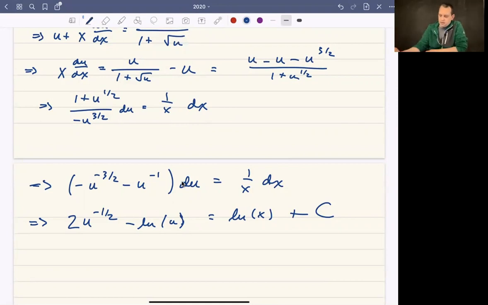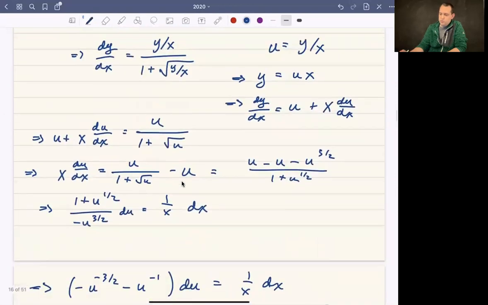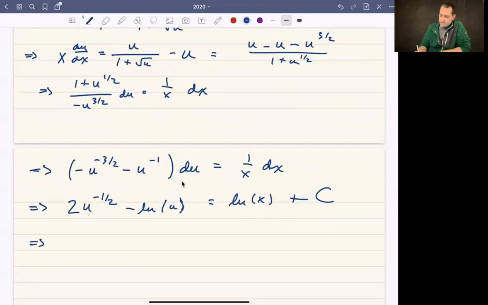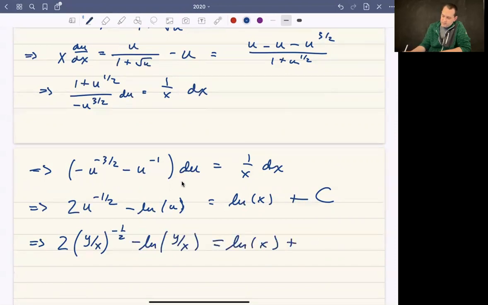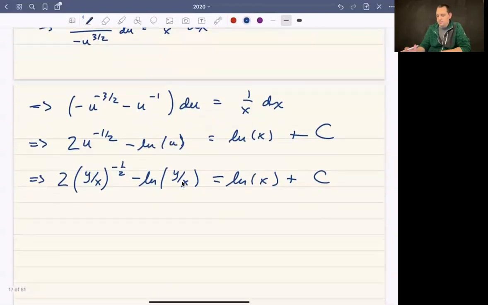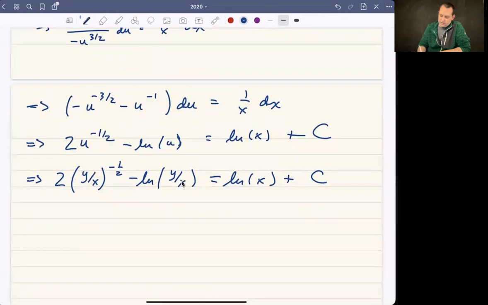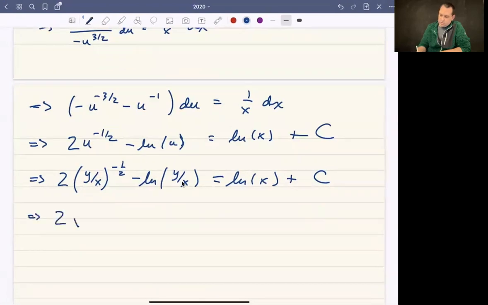But what we can do is go back and look at our substitution. u is y over x. And so this tells us that 2 times (y/x) to the negative 1/2 minus the natural log of y over x equals the natural log of x plus c will be our solution. And you can simplify this a little bit. For example, you could write this as 2 square root of x over y, because you get it to the negative 1/2, so you take the square root and you flip it.